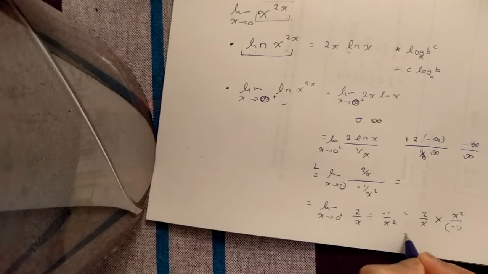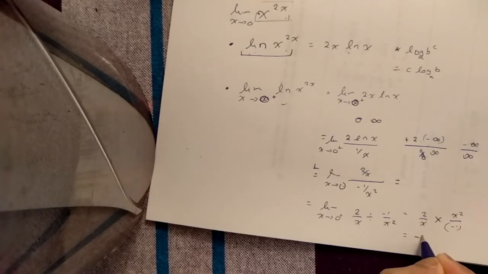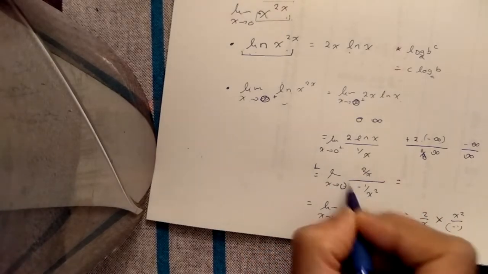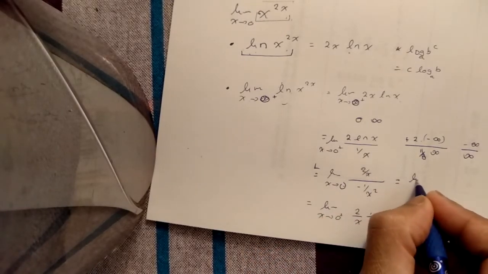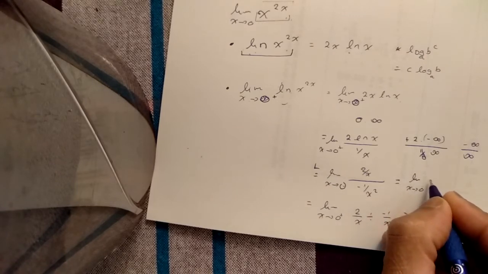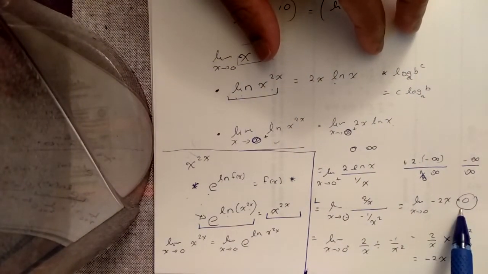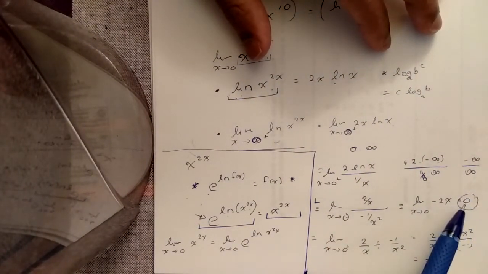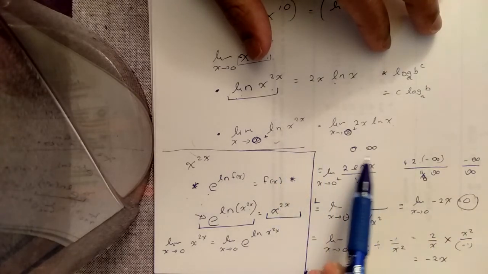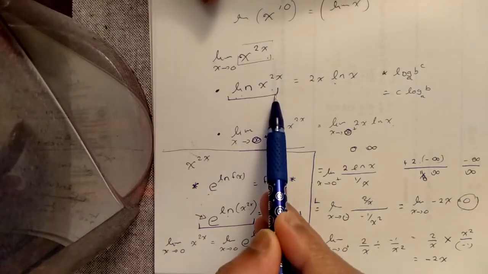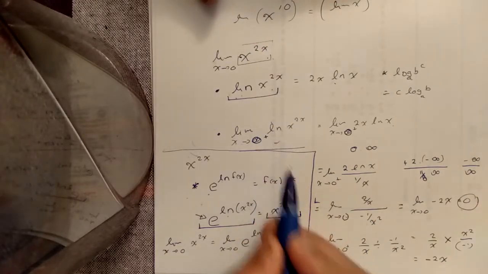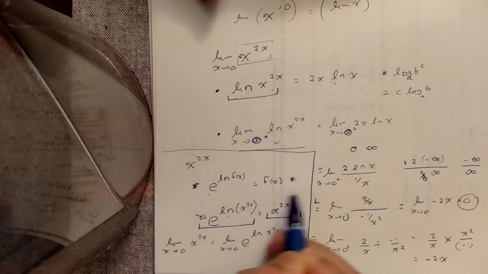So basically what you will have is negative 2 times x. So this is equal to the limit as x goes to 0 of negative 2 times x, which will be equal to 0. And now we should see how we can relate the answer of the limit of this one to our original problem. For that, we are using this formula.